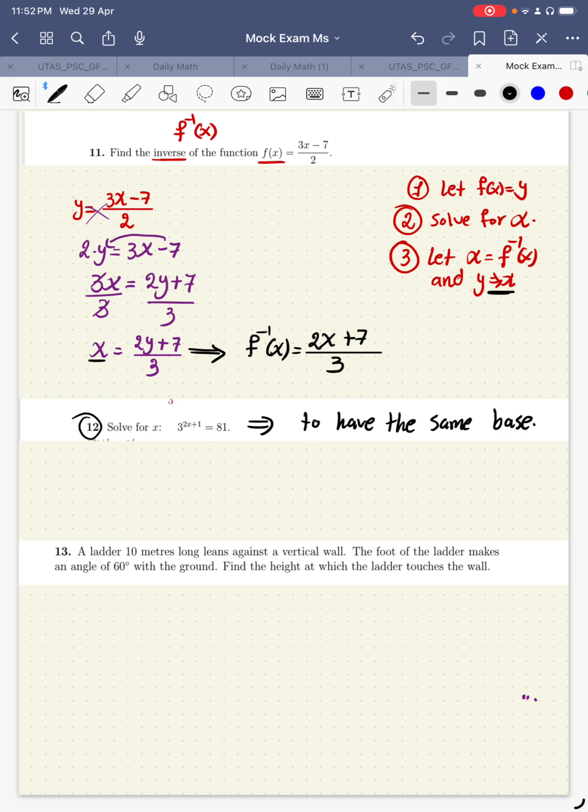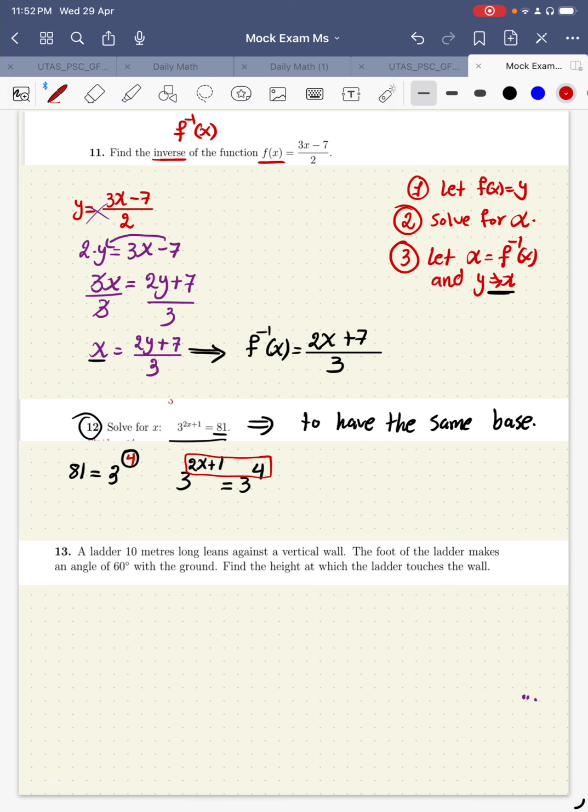For example, now 81, I would like 81 to be 3 to something here. So if I remember correctly, 81 is 3 to the power 4. So now what I'm gonna do, I'm gonna write this equation, 3 to the power 2x plus 1 equal, but now I will not write 81. What I'm gonna write? I'm gonna write 3 to the power 4.